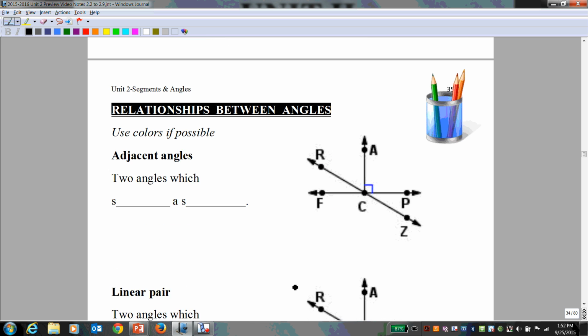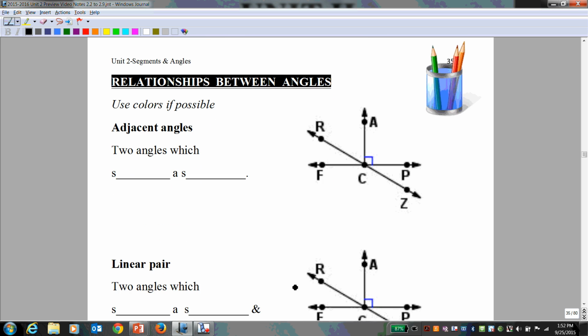Now we're going to talk about what are called angle pairs. These are relationships between pairs of angles. Use colors if you can. Ready? First, we're going to talk about adjacent angles. There are two angles which share a spine. They share a spine.